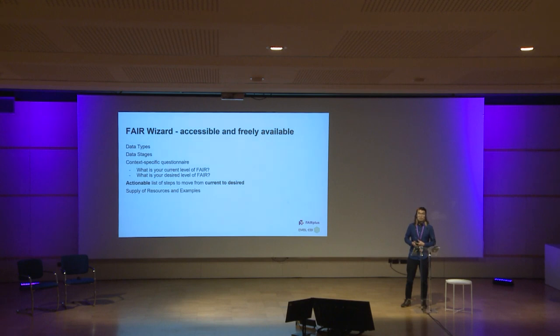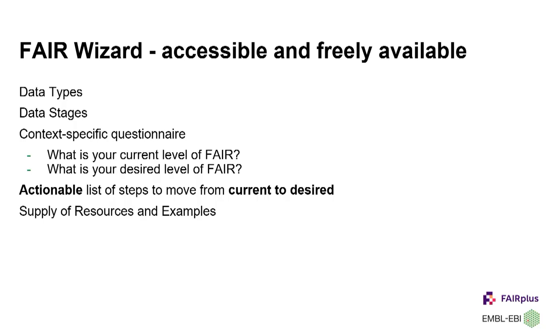So the FAIR wizard is an accessible and freely available tool that's been made in collaboration between us at EMBL-EBI and the FAIRplus consortium, and it takes into account the case-by-case specific nature of applying FAIR principles and creates an actionable list of steps. So you have a concrete list of steps. You can give it to someone and say, cool, do this for the data hosting environment. Make sure our license is in there. Make sure that all of our entities have a unique identifier.